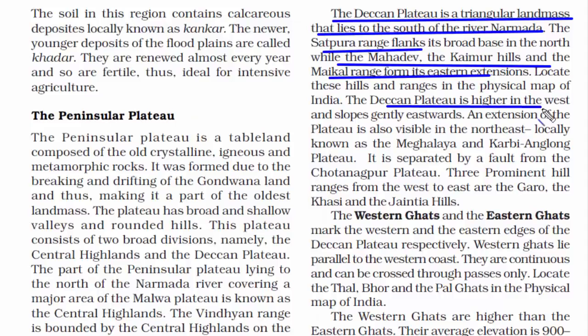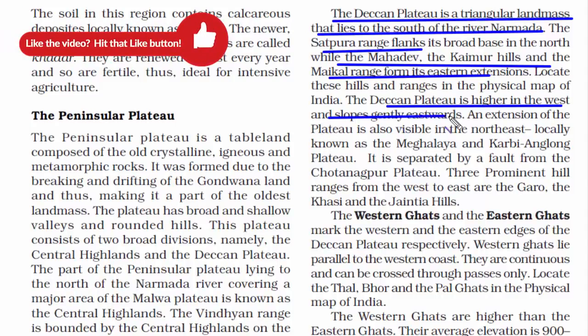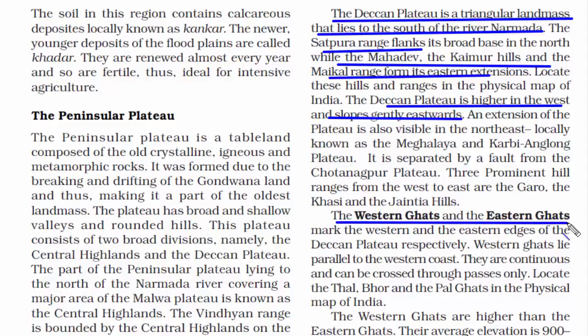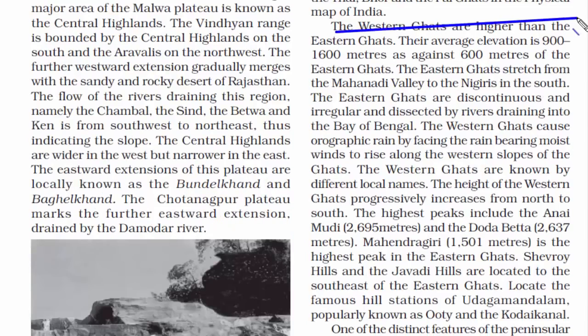Another factual thing is that Deccan Plateau is a bit higher in the western side and slopes gently towards eastern side. And this is one of the reasons why majority of the rivers flow into the Bay of Bengal, that is towards the eastern side. So Western Ghats and the Eastern Ghats are the west and east edges of the Deccan Plateau. Western Ghats are higher in elevation than the Eastern Ghats.